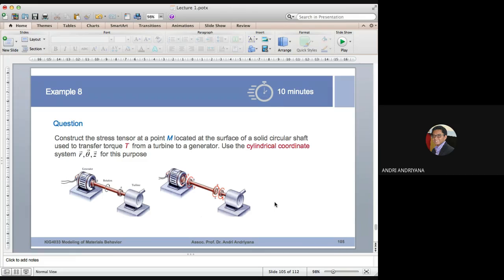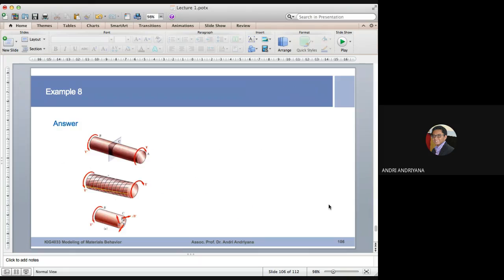What do you think? In which plane? Is it in the plane R theta? Is it in the plane RZ? Is it in the plane theta Z? So to help you, let's have a look here.